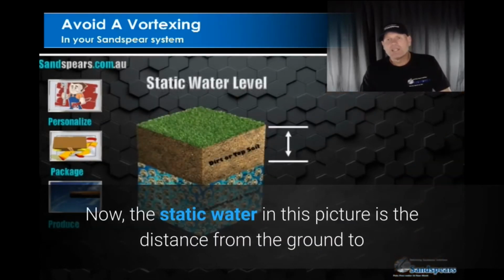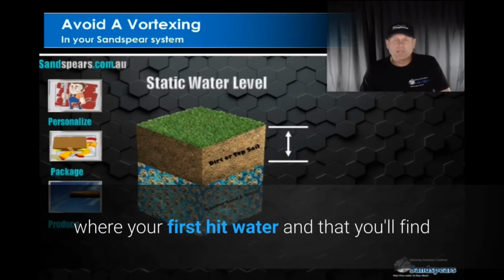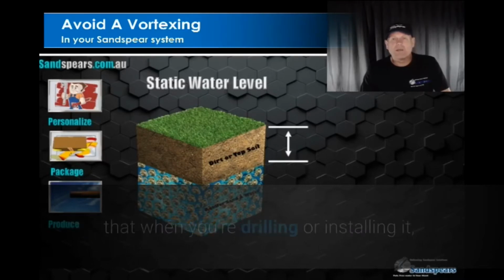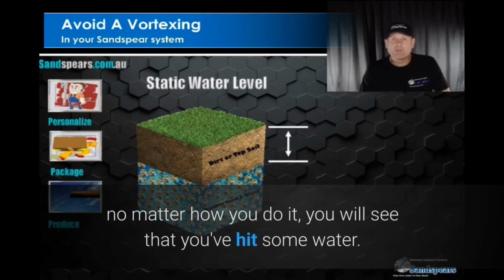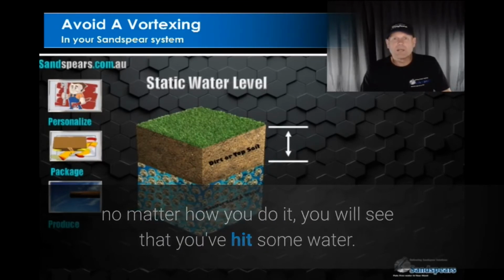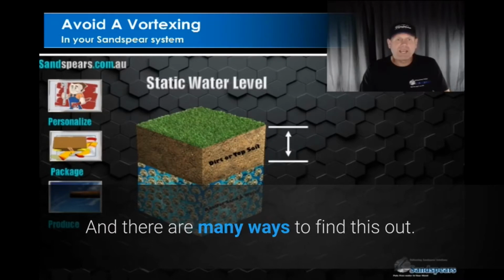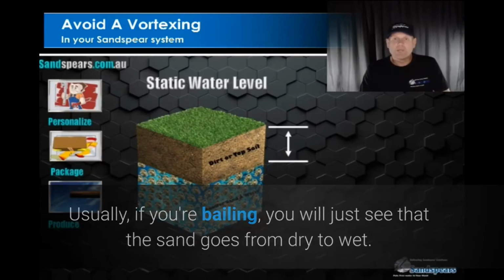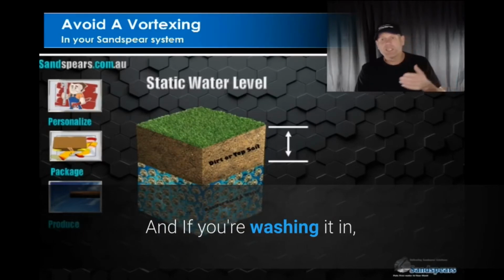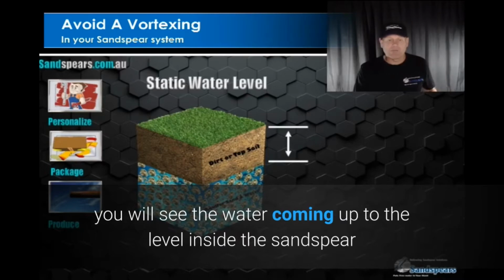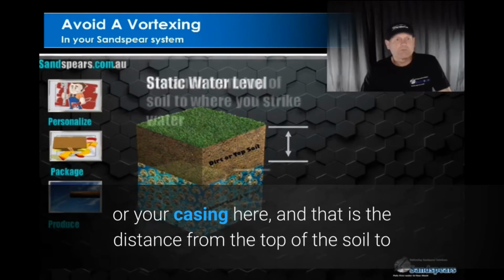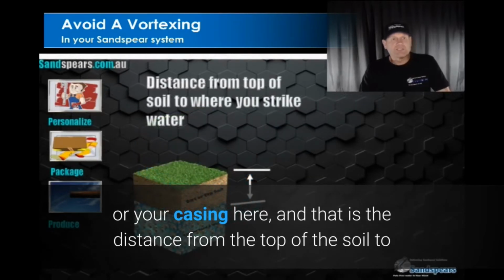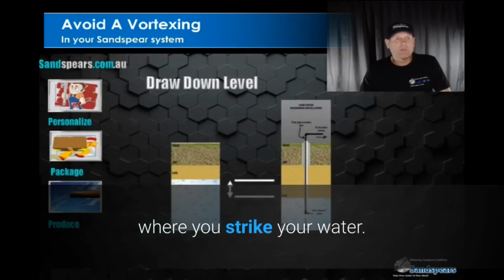Now, the static water level in this picture is the distance from the ground to where you first hit water. You'll find that when you're drilling or installing it, no matter how you do it, you will see that you've hit some water. And there are many ways to find this out. Usually if you're baling, you will just see that the sand goes from dry to wet. And if you're washing it in, you will see the water coming up to the level inside the sandspear or your casing here. And that is the distance from the top of the soil to where you strike your water.